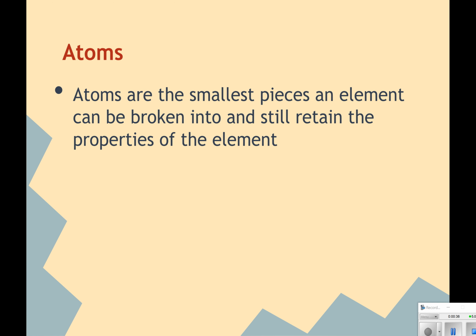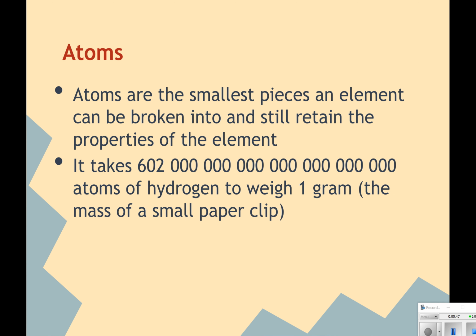Now, to start, atoms we know are the smallest piece that an element can be broken into and still retain properties of the element. Once we start breaking those down further, then the particle is no longer considered an element. And it's going to take this large number of atoms of hydrogen to weigh 1 gram, which is about the mass of a small paperclip.